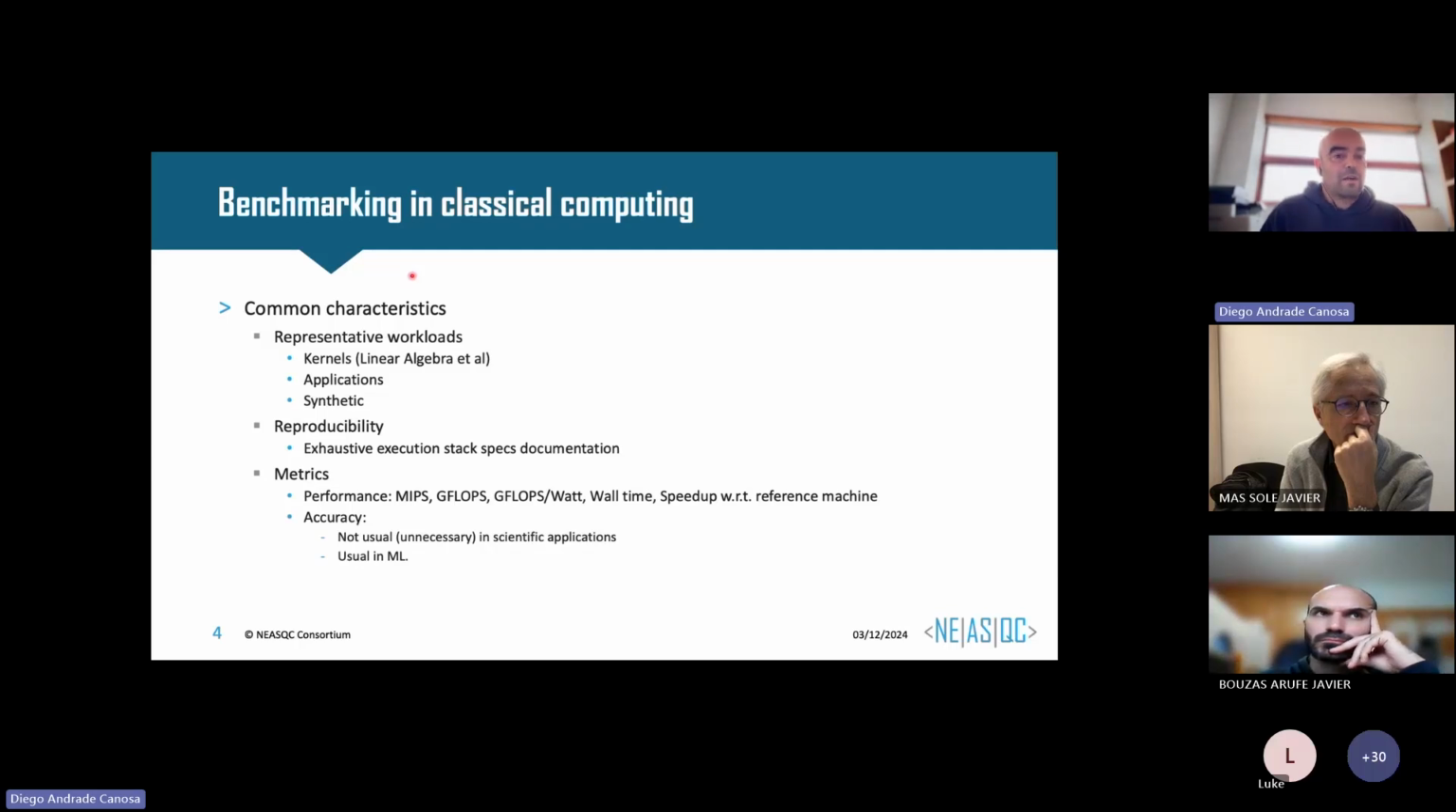And then finally, all the benchmarks have to have several standardized metrics to measure the performance or the accuracy. In the case of the performance, sometimes we measure just pure speed, such as the wall time, the execution time from end to end, from the beginning to the end of the execution, including everything that is required to perform the execution. Also, we have the speedup with respect to a reference machine that is usually very slow.